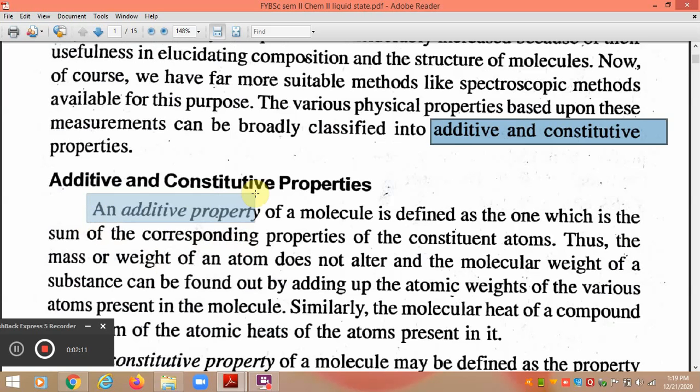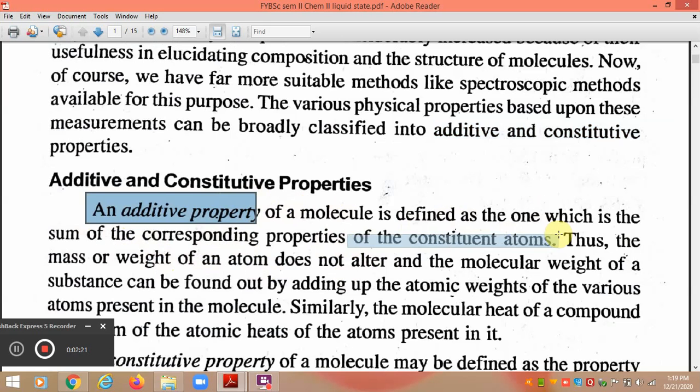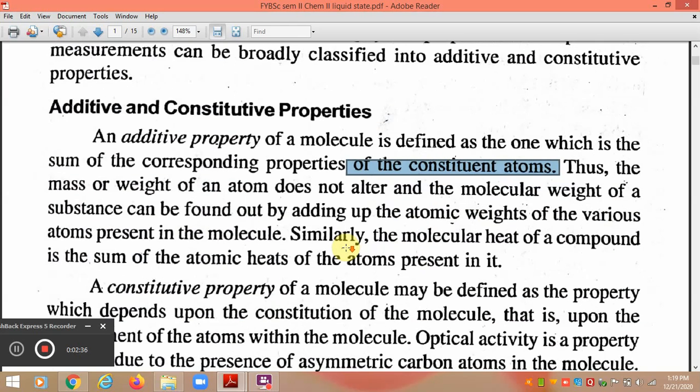Additive properties are the properties which are obtained by taking the sum of the corresponding properties of all the constituent atoms present in the molecule. Here this is very important. Whenever the property of a substance is obtained by taking the sum of the corresponding properties of constituent atoms in the molecule, then the property is called an additive property.